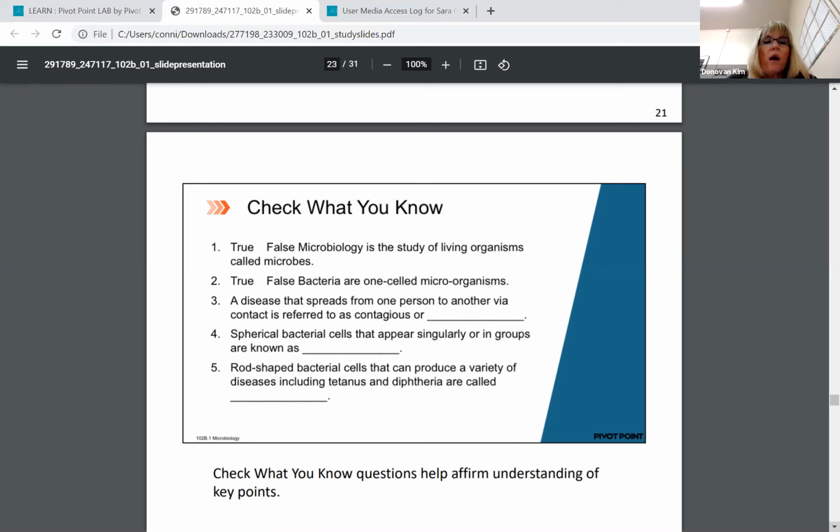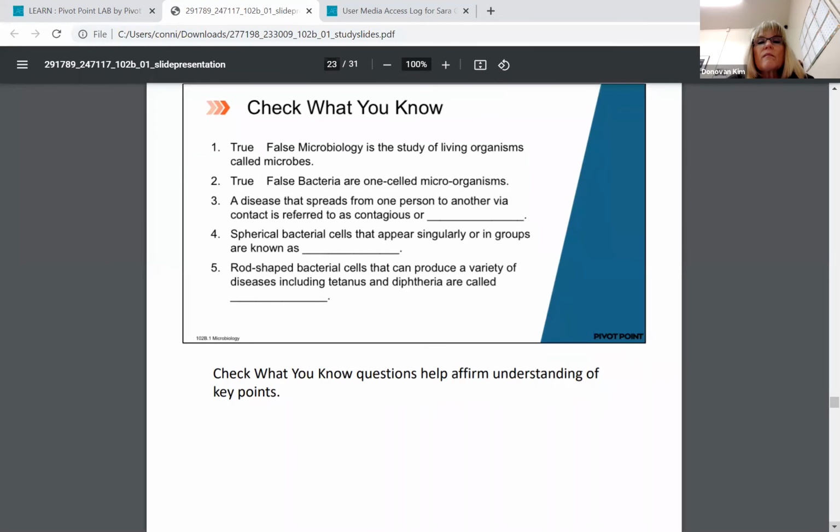A disease that spreads from one person to another via contact is referred to as contagious or what? What do we got on that one? I don't know. What is it? It's communicable. Okay, that is strange. I think that's a strange word to even say, communicable. I could get stuck on that. Communicable. Strange word.